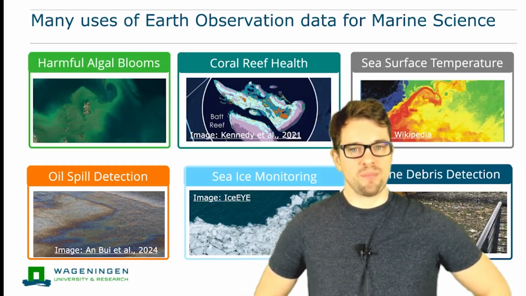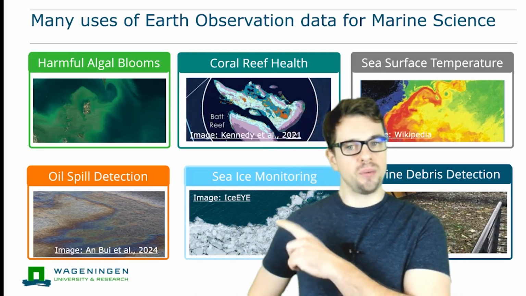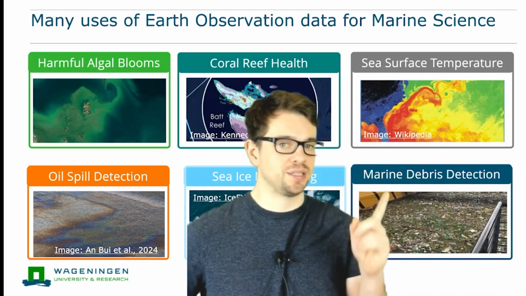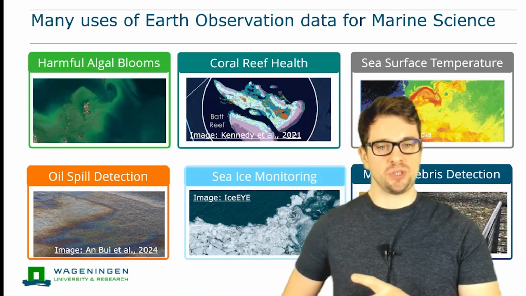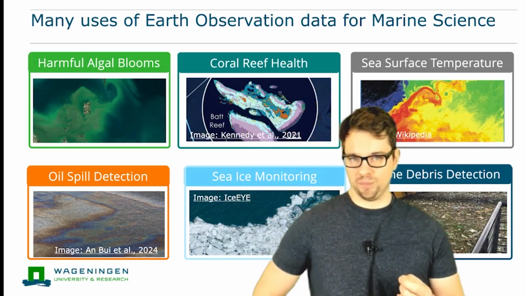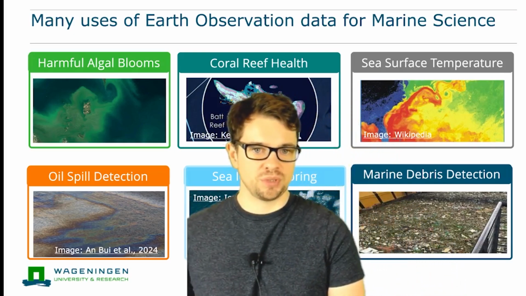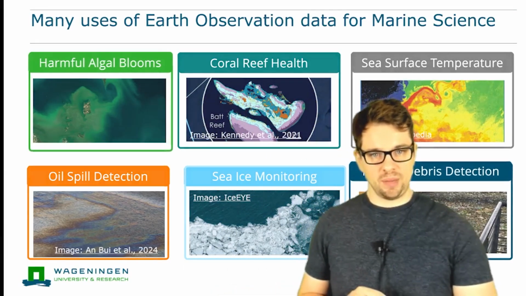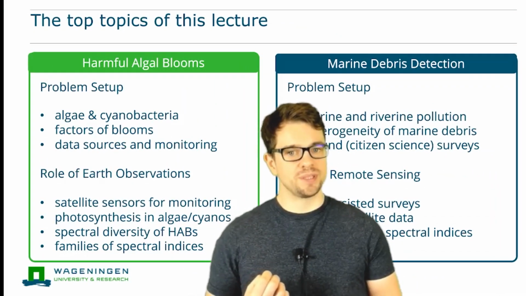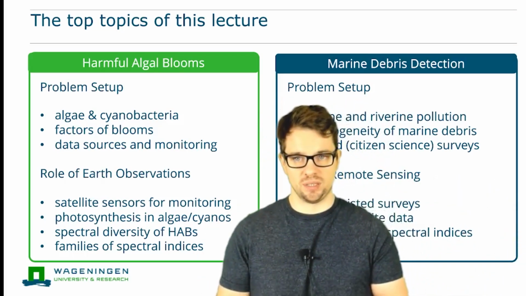So naturally, there are many use cases of Earth observation data in the marine sciences. There's harmful algal bloom mapping, coral reef health monitoring, sea surface temperature estimation, oil spill detection, sea ice monitoring, or marine debris detection. And each of these deserve their own lecture on their own. But I will basically focus on these two topics, harmful algal blooms and marine debris detection, because they become a fairly essential part of understanding how we can use remote sensing data in this marine science field, and a lot of ideas will translate to other disciplines.